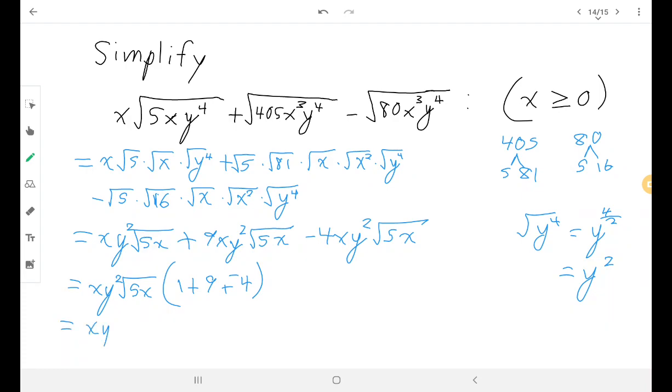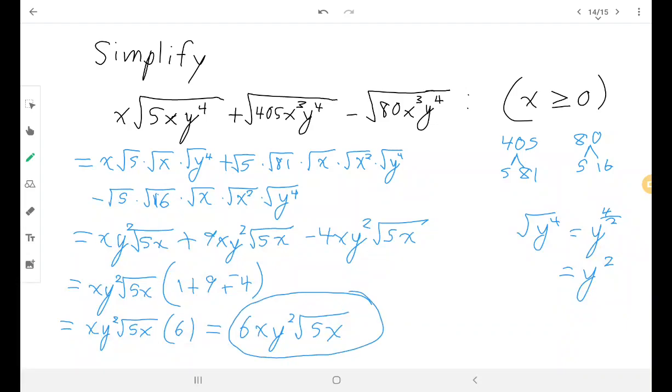And so I have x, y squared times square root of 5x times, well, 1 plus 9 is 10. 10 plus negative 4 is 6. So I can call this 6xy squared times the square root of 5x. And there's my answer. I'll give you a moment to look at that.